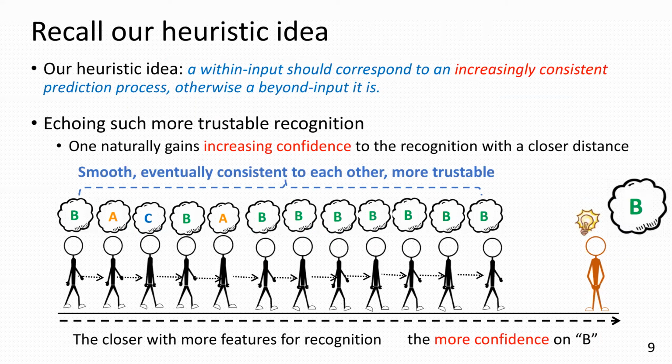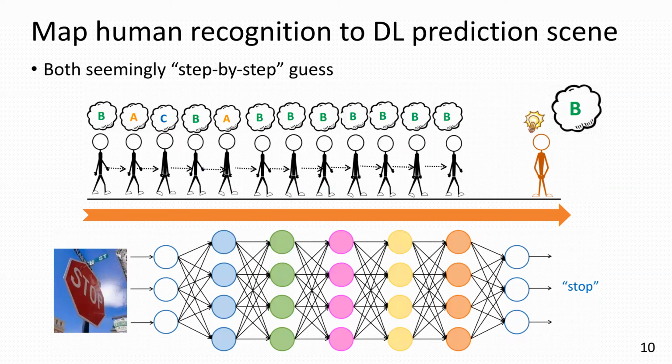Here, this naturally maps to our idea for identifying the within input. We can observe that such trustable recognition equals the increasingly consistent process for a within input. In practice, this is because one naturally gains increasing confidence in one's recognition within a gradually closer distance. After illustrating our idea on a daily thing, we now map it into deep learning prediction as we expected. Both things share a similar step-by-step guess. They both target giving the final prediction with guesses gradually. This makes the mapping quite straightforward.